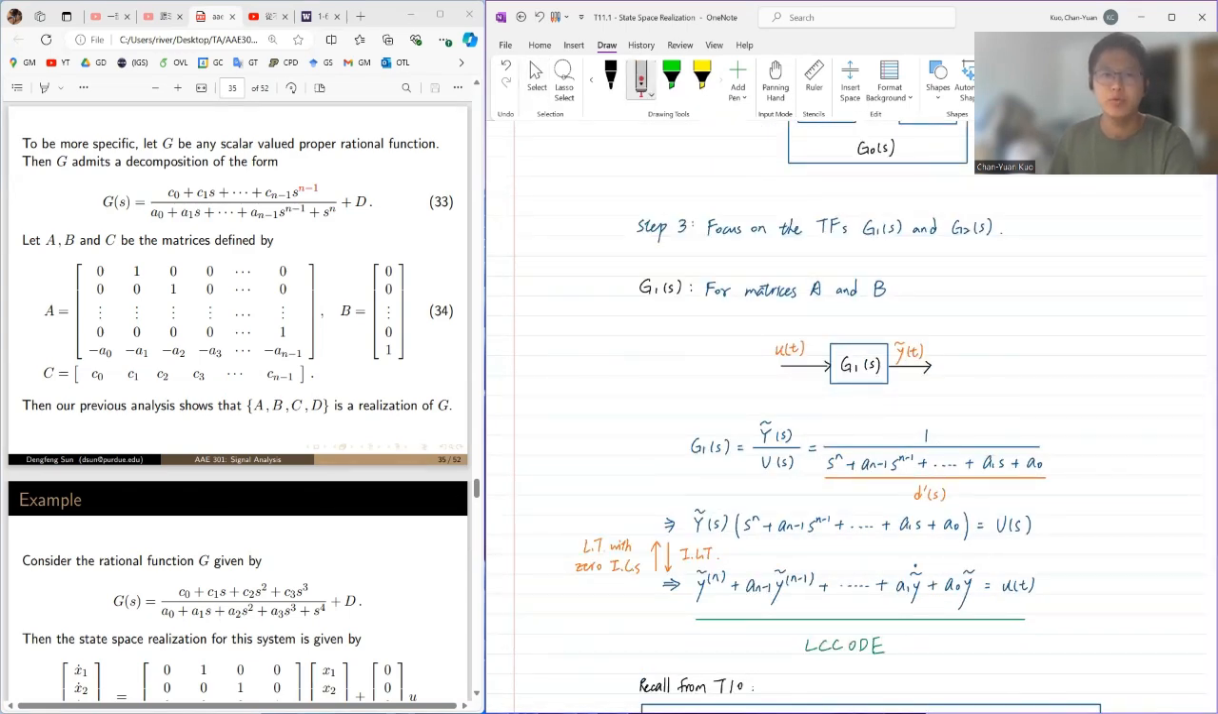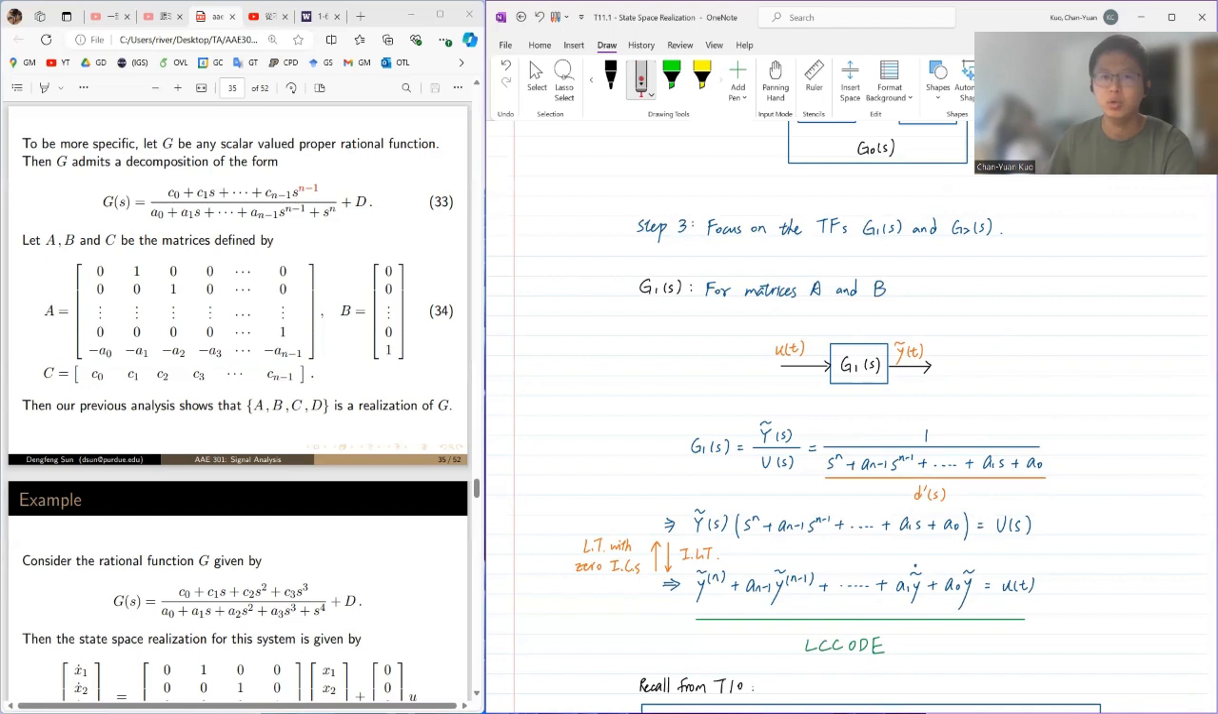Next, to obtain the matrices A and B, let's first focus on the transfer function g1 of s. By the definition of a transfer function, g1 of s is equal to y tilde of s over u of s, which equals 1 over d prime of s. Here, y tilde of s is the Laplace transform of y tilde of t, and u of s is the Laplace transform of u of t.